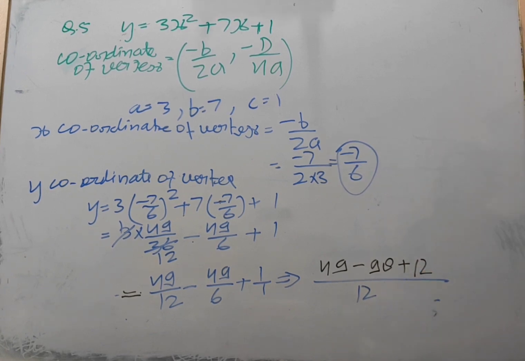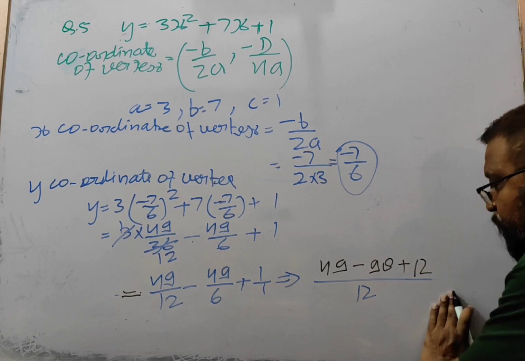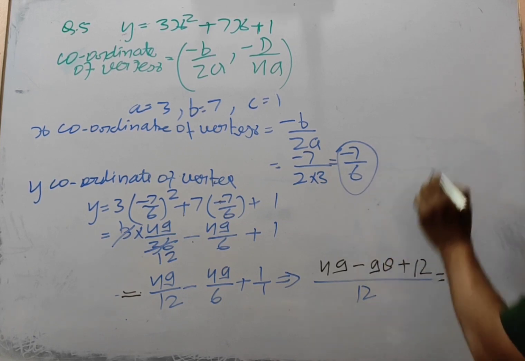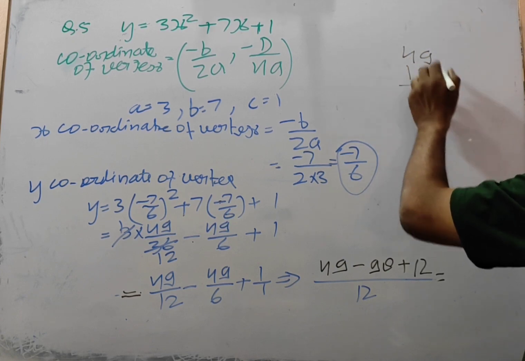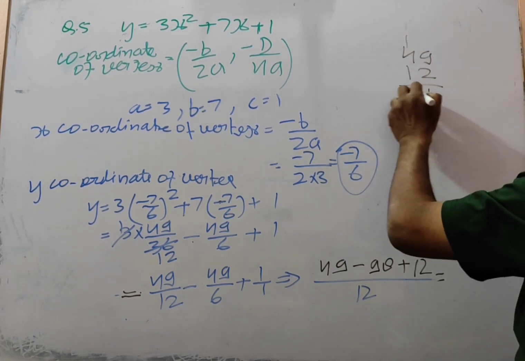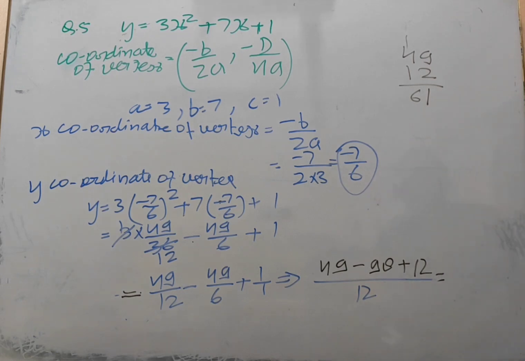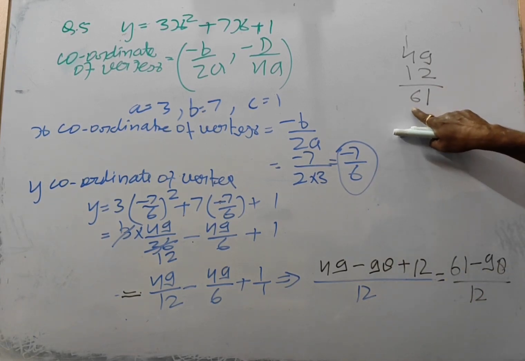So what we do basically, we add this 49 and 12. 9 plus 2 becomes 11, and 1 carried. This is 61, right? Now 61 minus 98 over 12. Okay.